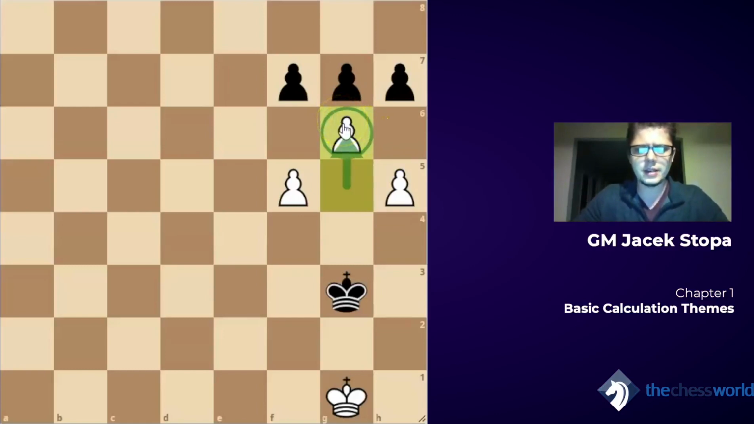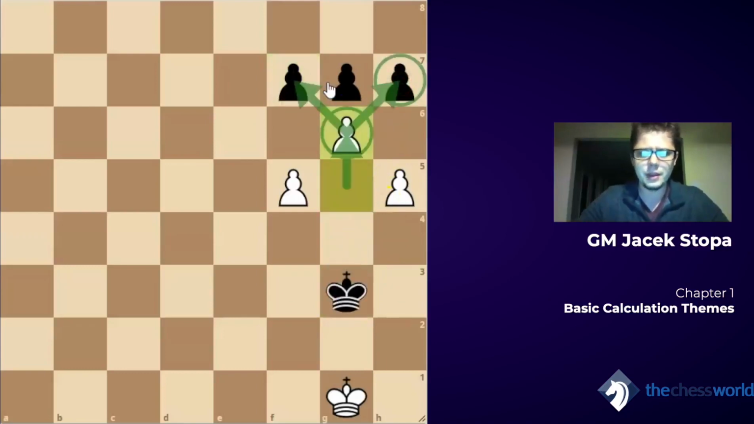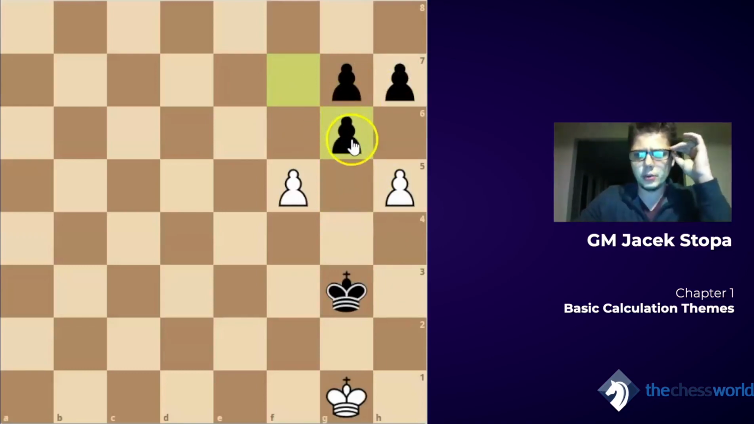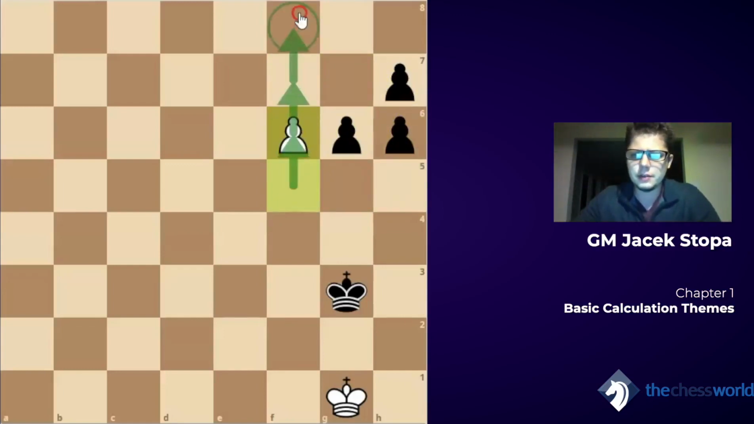So g6, why is it so great? Well, as a double threat, black has no time to make a useful move. And if black captures this, now there's a straightforward way to win, and that is h6, as I'm sure you guys have guessed. gf loses to hg, and gh f6. This is basically over.